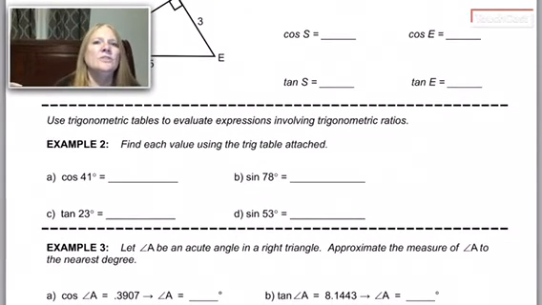It says, use the trigonometric tables to evaluate expressions involving trig ratios. Find each value using the trig table attached. I'm going to try and flip back and forth and show you this here. However, today we usually just use calculators for this.